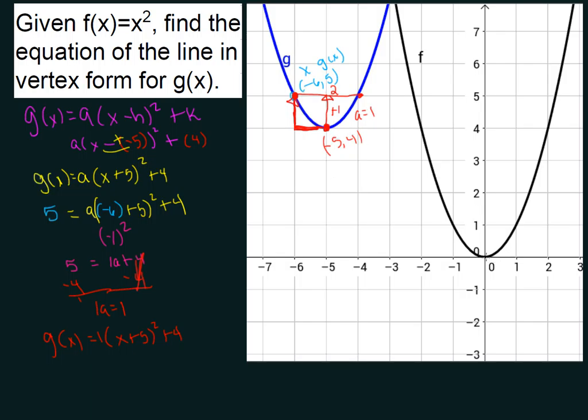Let's check down here for this one. Here, for the first two good points, the spread is 2, and then if you go up 1 from the vertex, that is your a value.